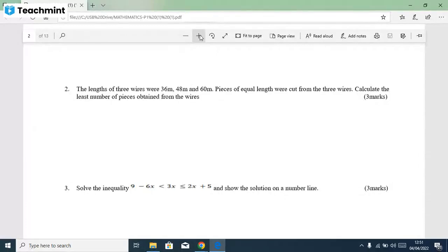X: 5 is greater than or equal to X. I got that also. So combine the two, so that you draw it, or show the solution on a number line.